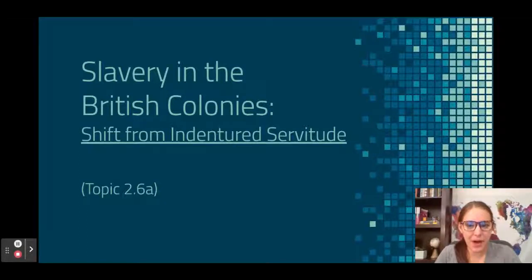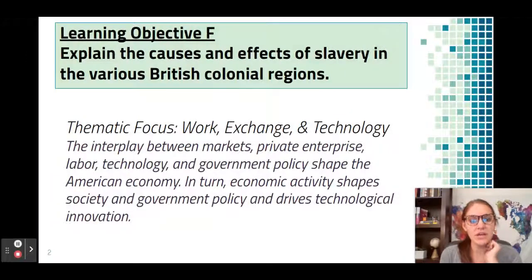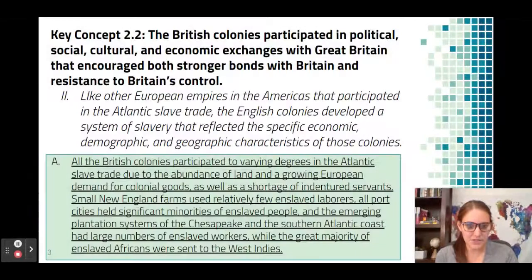Today we're going to be tackling part of topic 2.6, slavery in the British colonies. We're going to be talking about the shift from indentured servitude. So our main goal is to address this learning objective: explain the causes and effects of slavery in the various British colonial regions. But one aspect of this objective comes here in part A.